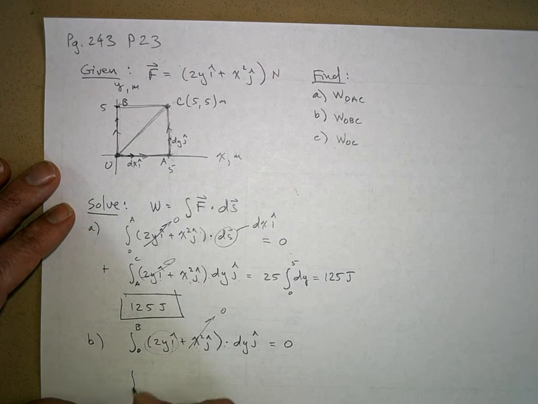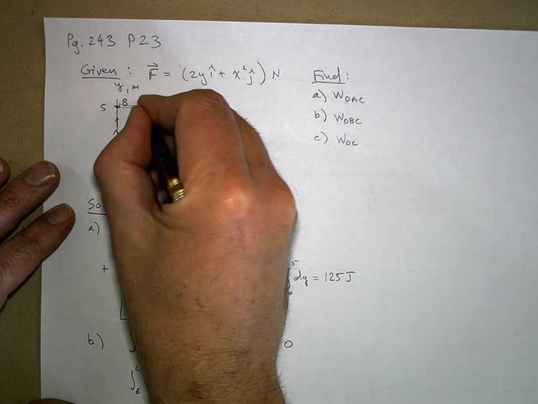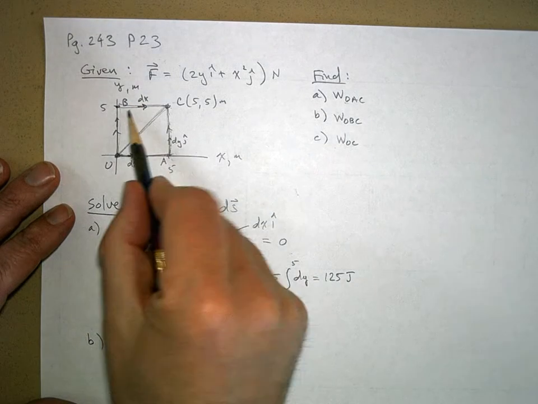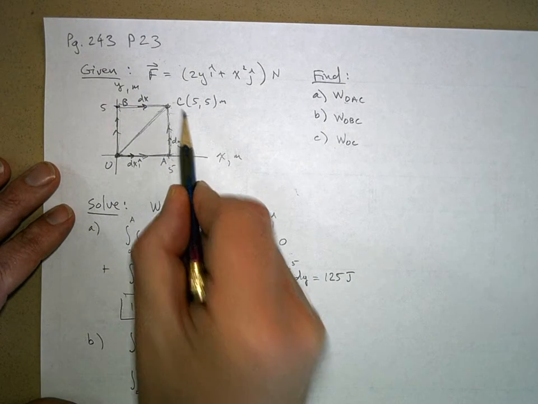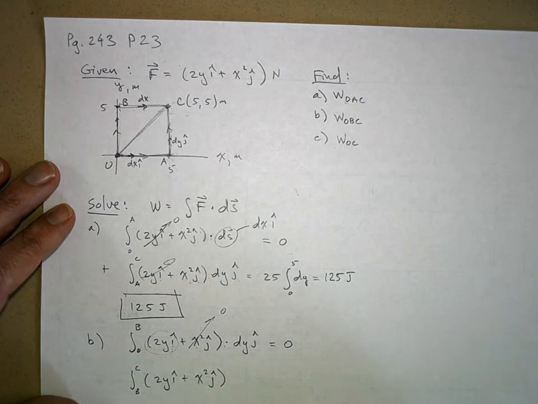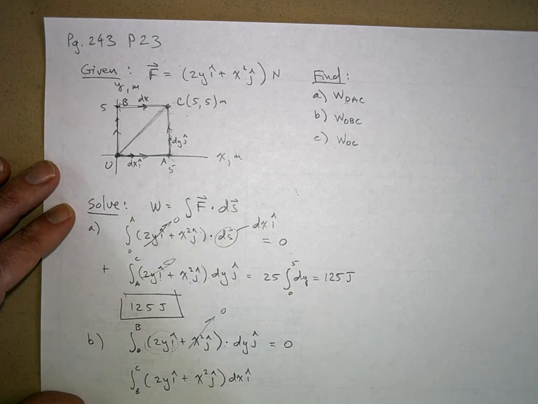So now I'm going to go from B to C of 2y I hat plus x squared j hat. And if I draw my little dy here, or it's actually a little dx there, isn't it? There's little dx's as I go across there. And of course, this is going to be dx in the I hat direction. So because I'm going in the I hat direction, this doesn't matter, right? Because j dot I is 0. I dot I is 1.